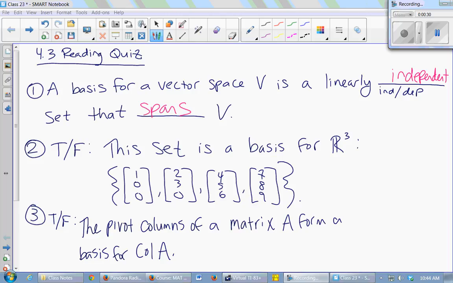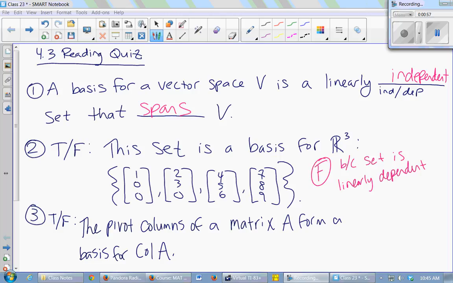It's false. Why is it false? It's linearly dependent. When you have more vectors than there are entries in the vectors, remember that that was an automatic, they're dependent. So this one is false. We'll say because the set is linearly dependent. It doesn't satisfy both of these things.